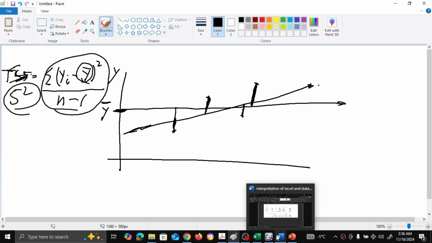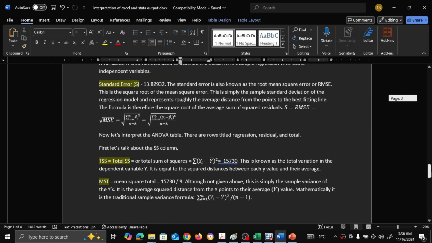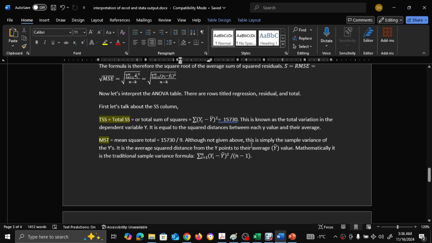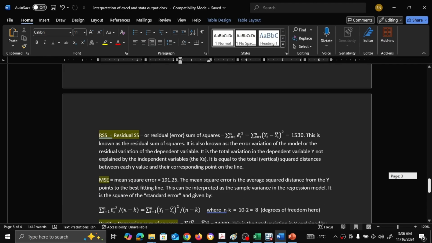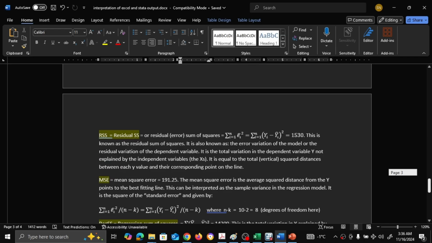Let's continue on. Okay, so this is the MST here. And you can compute it. You just divide by 9, right? And the answer was over there. Actually, it's not shown in the Excel file, but it's shown in the STATA file, which is interesting. Okay. Then moving on, there's the residual sum of squares as well.